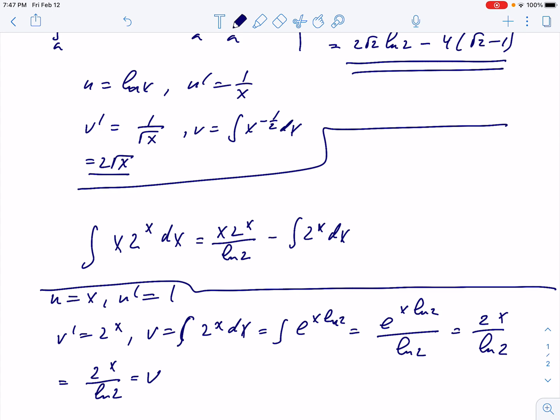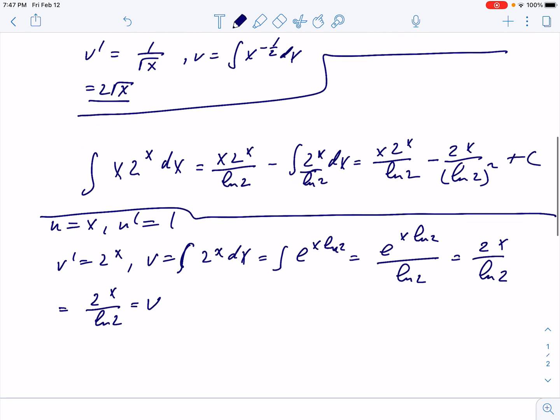U prime v. And here we have this natural log of 2, which can be taken out. And integrating 2 to the x like we just did, another natural log of 2 will come. So this will be x 2 to the x over natural log of 2 minus 2 to the x over natural log of 2 squared, and we put plus c. uv prime equals uv minus u prime v.